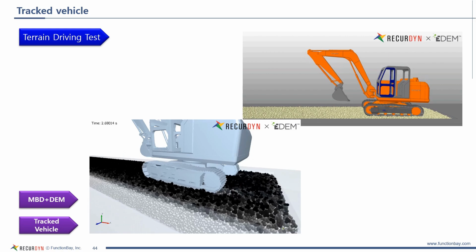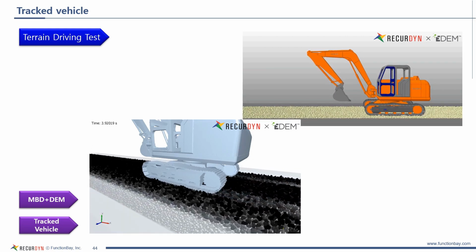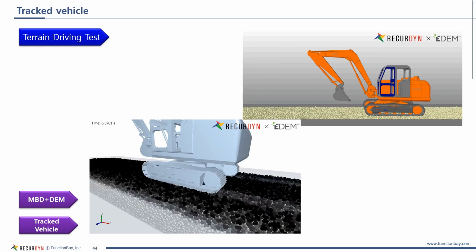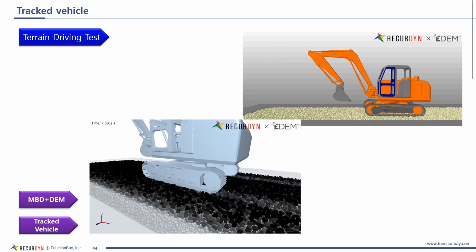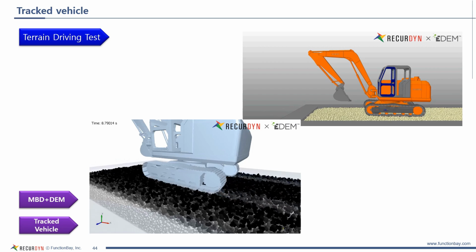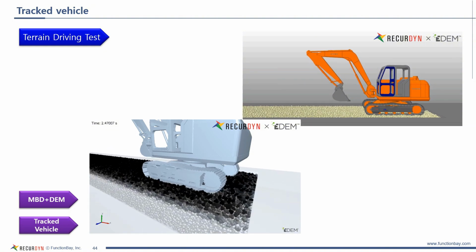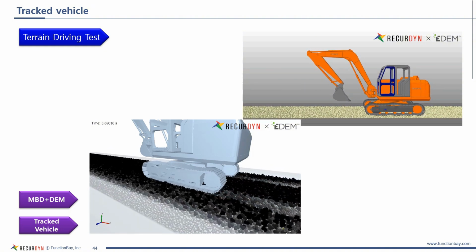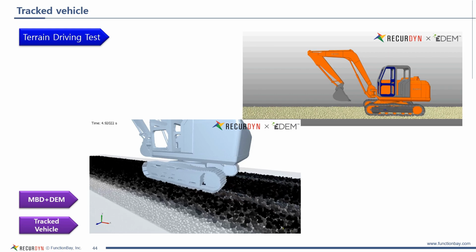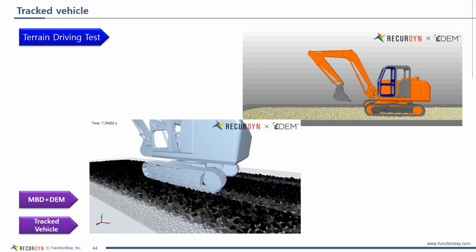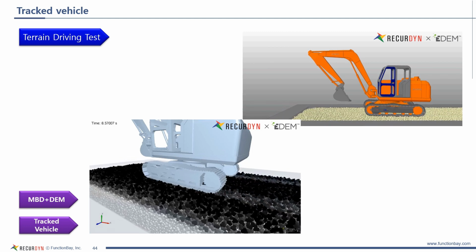The video illustrates a simulation of a tracked vehicle navigating a gravel road using the co-simulation of two programs, EDEM, which specializes in such analysis, and RecurDyn, which focuses on dynamic analysis for tracked vehicles. With this method, you can also simulate tracked vehicles moving over sand or gravel surfaces.